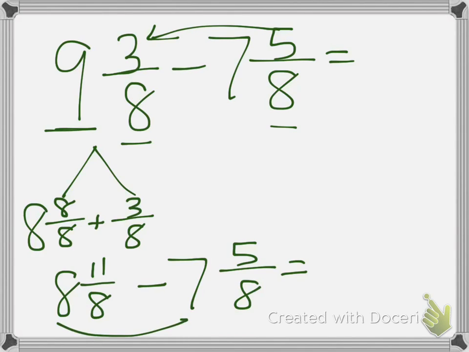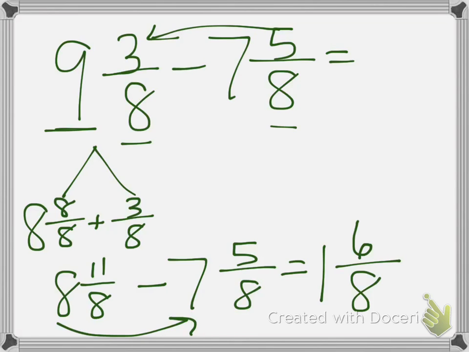Okay, 8 take away 7 equals 1. 11 take away 5 equals 6/8. 11/8 take away 5/8 equals 6/8. And I just remembered I forgot to tell you to pause. So if you remembered to do it, congratulations. If you didn't, it's okay.